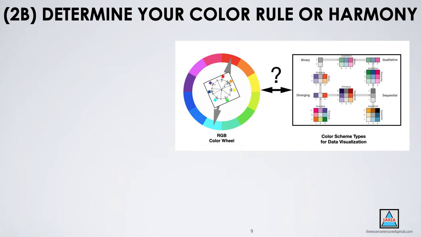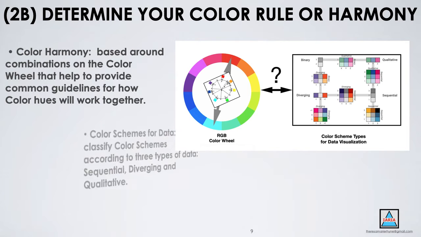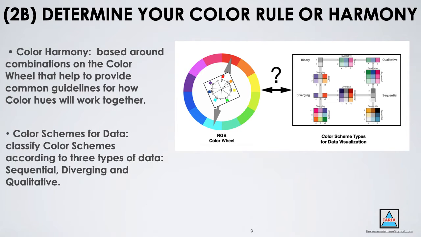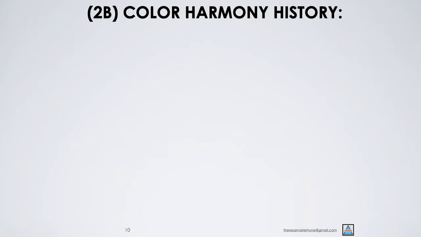Right now, we're just going to determine the color rule for this pink visualization I'm going to do. And what we've got here is color harmony, which is the kind of thing that artists use, which is a color wheel to provide common guidelines for how color hues work together. And then we have color schemes for data, and the three types of these are sequential, diverging, and qualitative. So it turns out we can put all this together, and I call this harmonic resolution, when you combine these two concepts together. So let's do that.